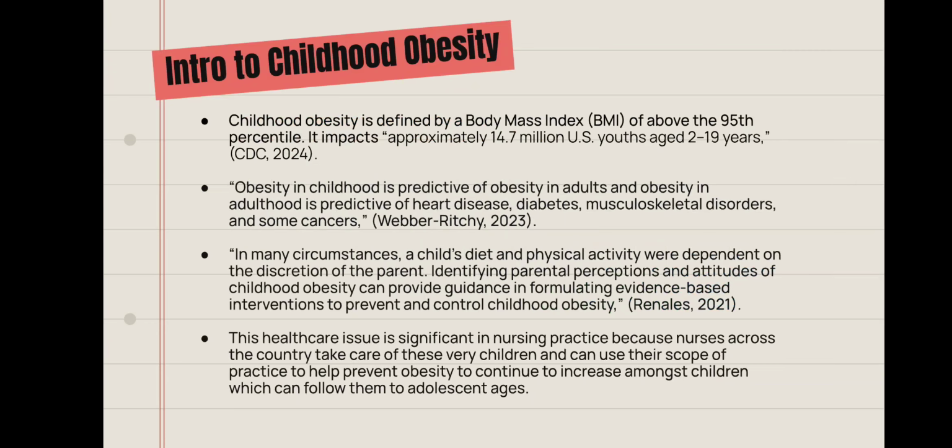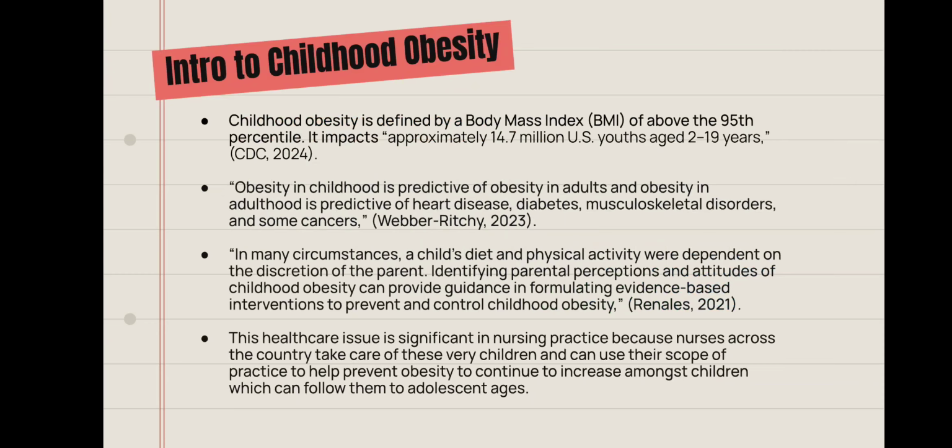It is crazy to learn that 14.7 million US youths aged from 2 to 19 years old are in the category of obesity. This is very relevant because what seems like a minor problem at the beginning of a lifespan can actually follow someone to their adulthood, which causes more severe issues such as diabetes, cardiovascular diseases, and even cancers.